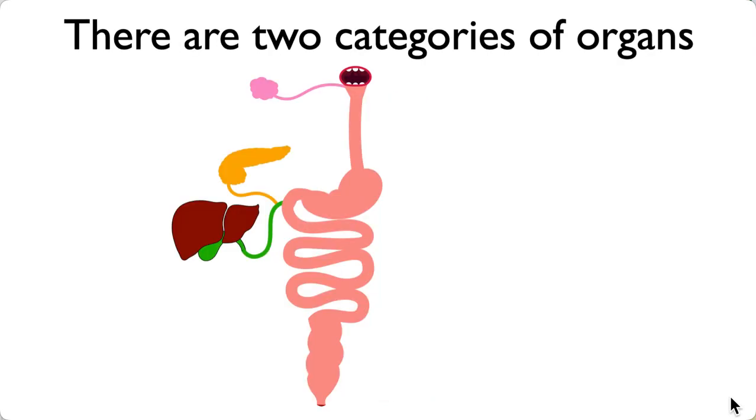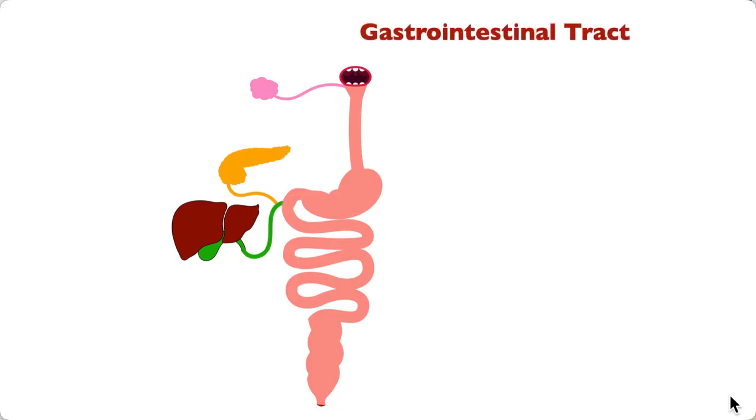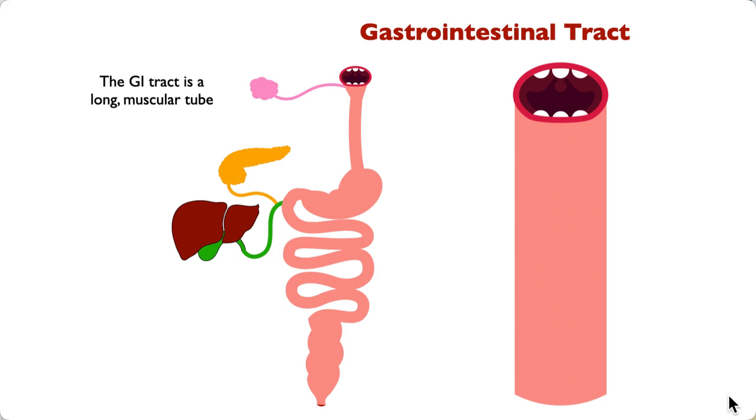So, there are two categories of organs in the digestive system that we need to learn about. The first is the gastrointestinal tract, or the GI tract, also known as the digestive tract. Now, the gastrointestinal tract is a long muscular tube that extends from mouth to anus. The food is ingested at one end. That's the mouth, just so we're clear, and indigestible material is eliminated at the other.